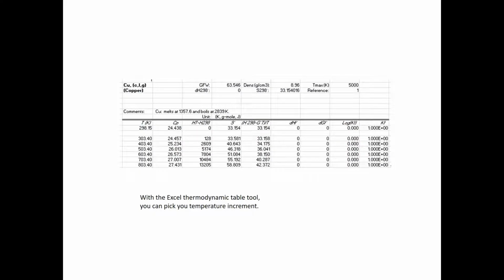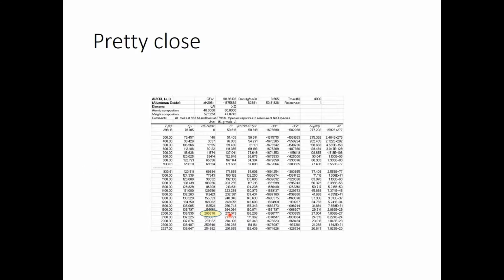Talking about where I got the value of 128 joules for copper, I used the Excel tool. When it opens up, you can actually input discrete temperatures. So I put 303.4 and I got 128 joules per mole. And that was actually pretty close. We calculated roughly 205,000, and this is close to 210. So we're a little bit off, but it's pretty close based on our calculation, looking at the sensible heat table for alumina.